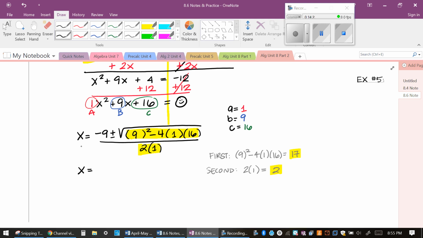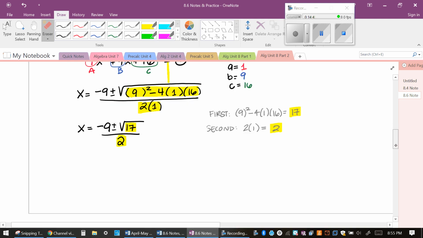So now I'm going to bring down my x equals. I'm going to bring down my opposite of b plus or minus the square root. And I'm going to write the whole thing over a fraction of 2. And inside the root, I'm going to put the 17. So those are the answers that I got previously. I just put them there. Okay? Okay. Do you remember what to do next?